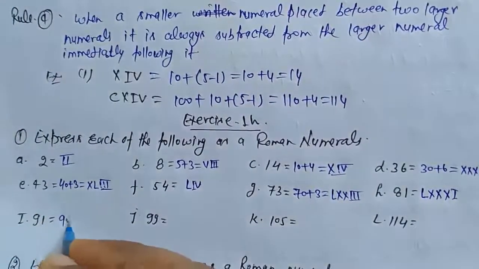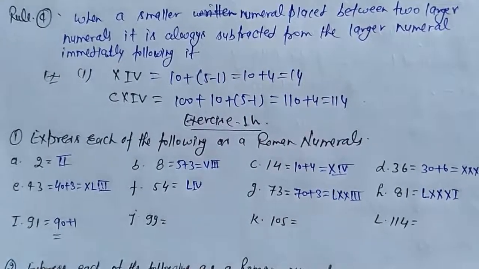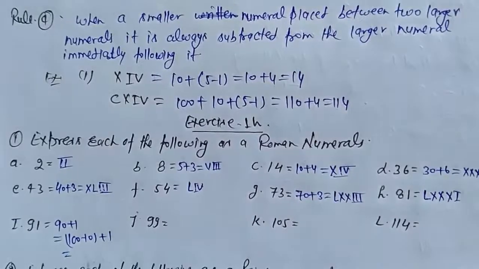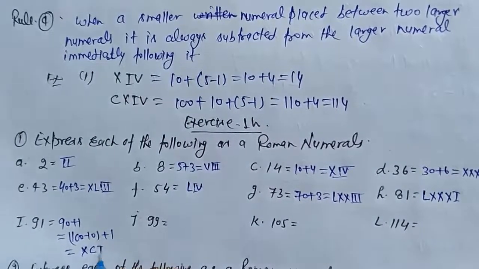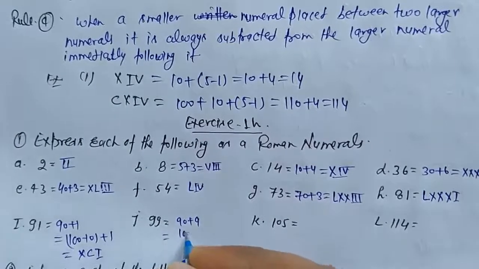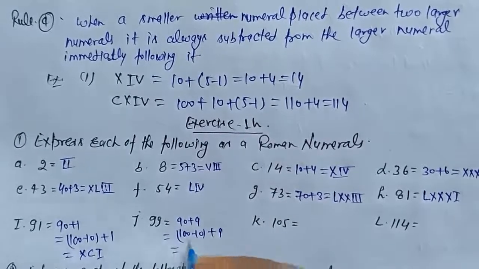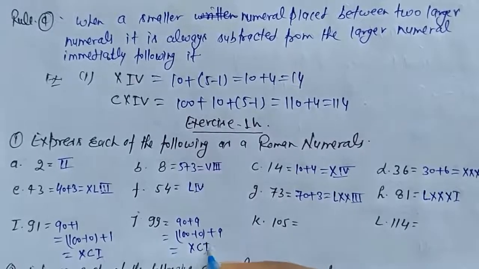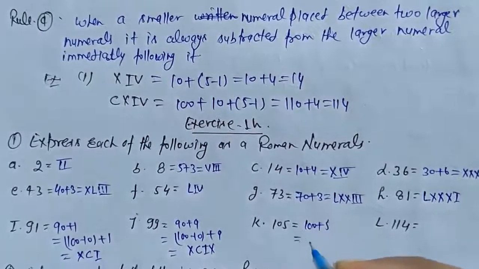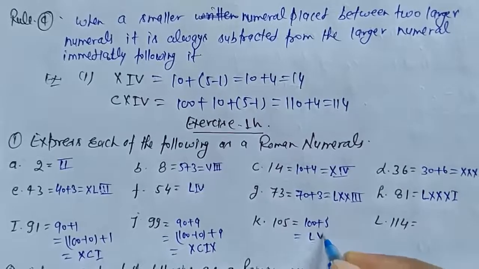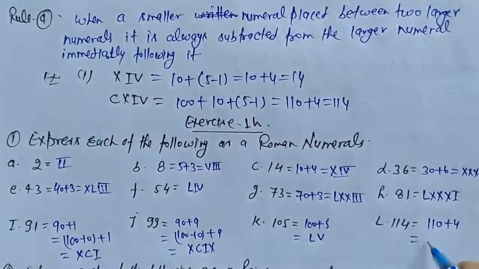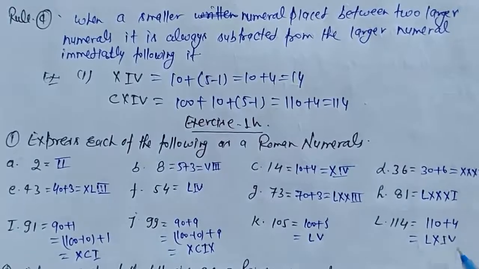91, 90 plus 1, and 90 is represented by 100 minus 10 plus 1, and 100 is represented by C, so that is XCI. 99 is 90 plus 9, and that is 100 minus 10, 90 plus 9, so 90 is XC and 9 is IX. 105, 100 plus 5, 100 is represented by C plus 5 is V, so that is CV. 114, 110 plus 4, 110 is CX plus 4 IV.